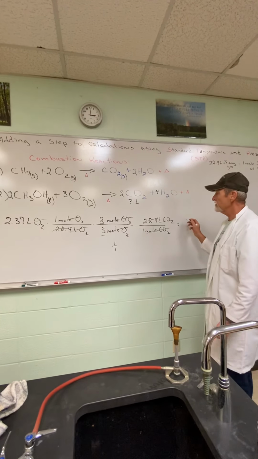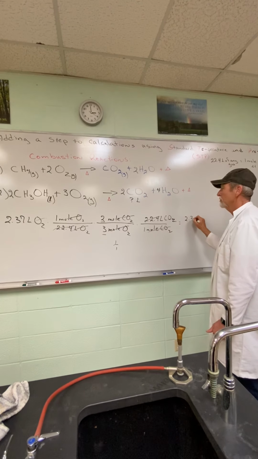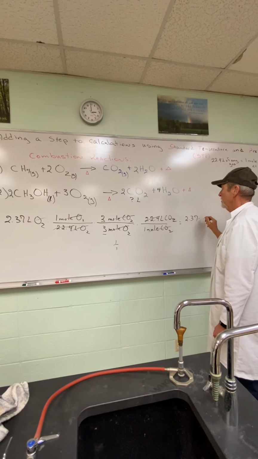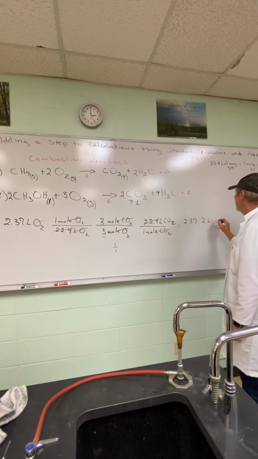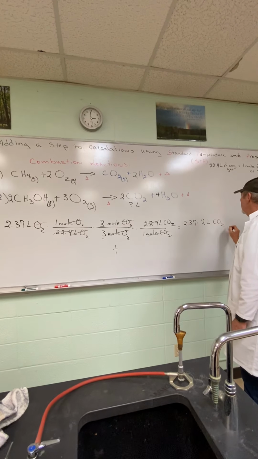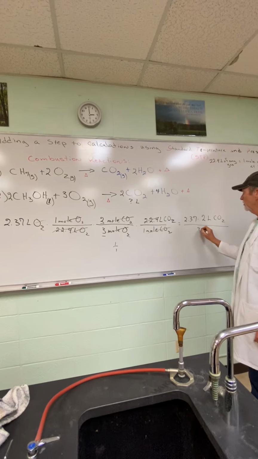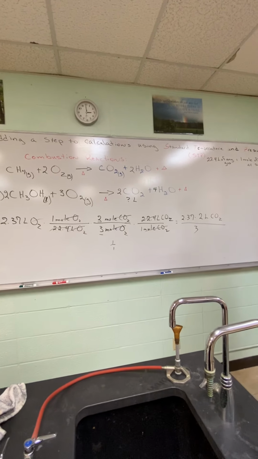So quite simple math: 2.37 times 2, and the only thing left is liters of CO2 over 3. I think you can do the math on that.